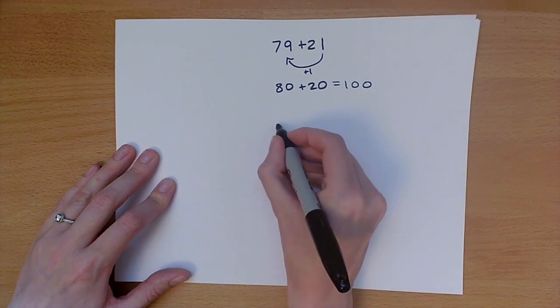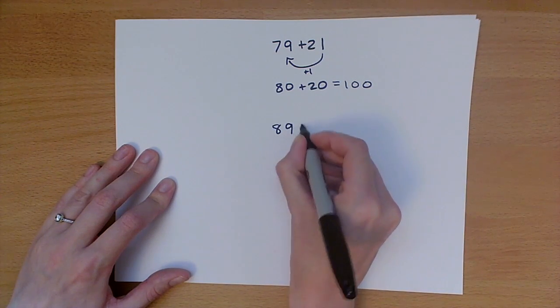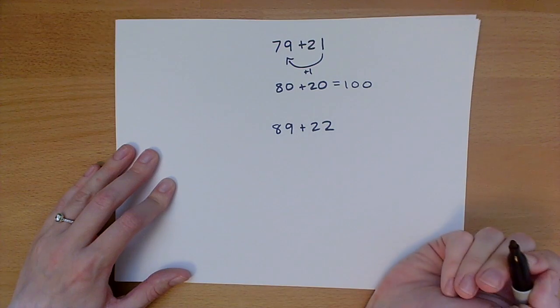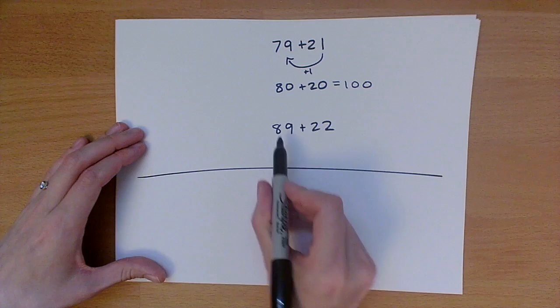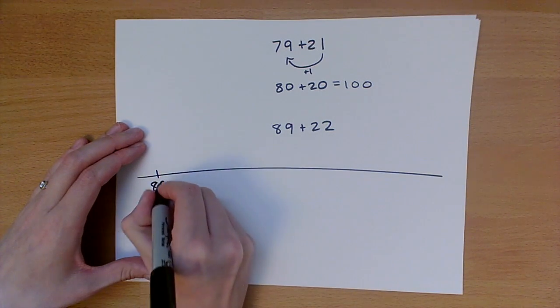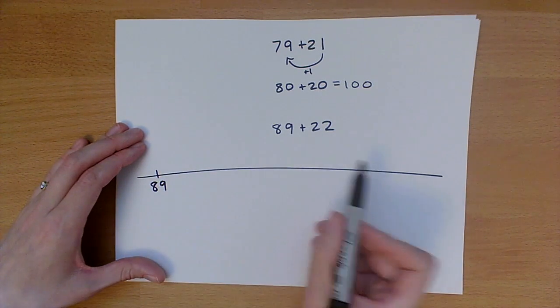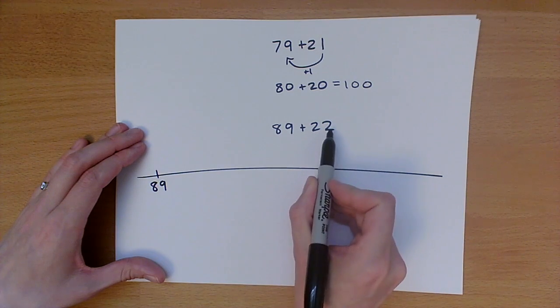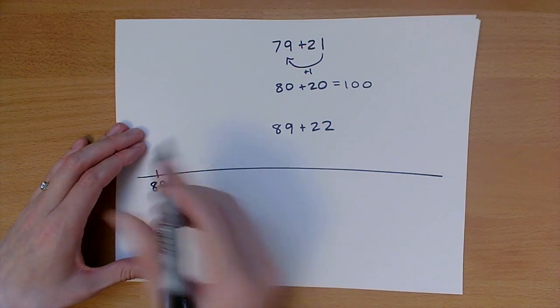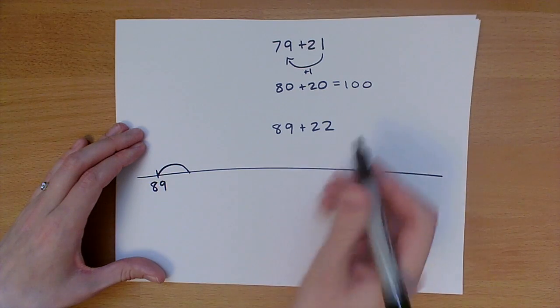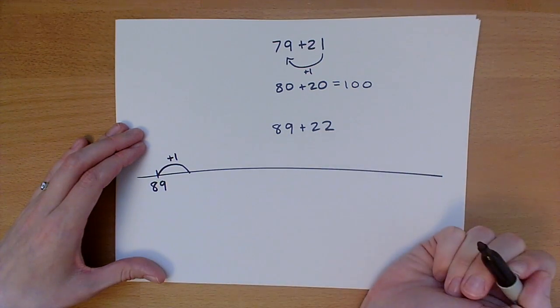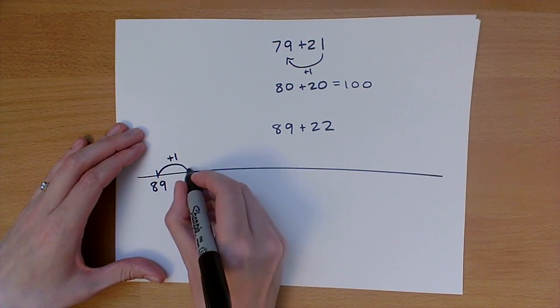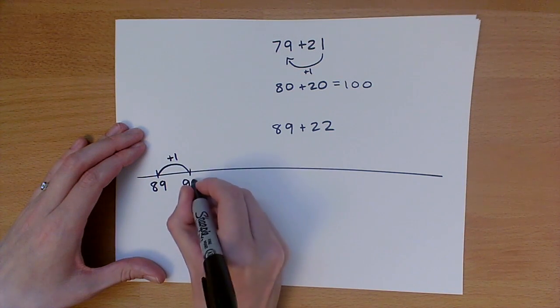Now let's solve 89 plus 22. So for this one, I think I'm going to use an open number line. I'll start with 89 because it's the greater number. And I think I'm just going to add 1 from the 22 first. I don't want to add the 2. I know if I add just the 1 from there, then I will be at a friendly number. I'll be at a benchmark number, which is 90.